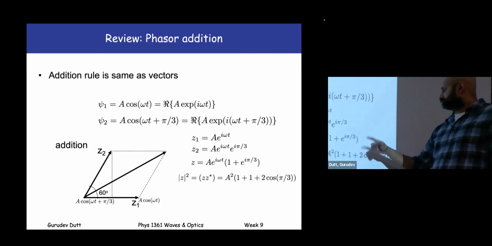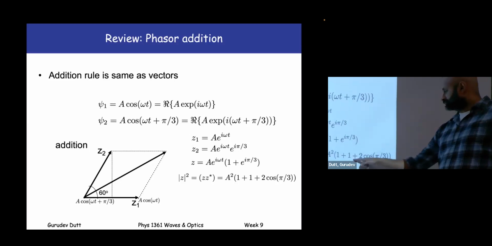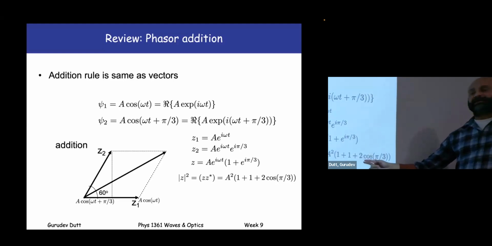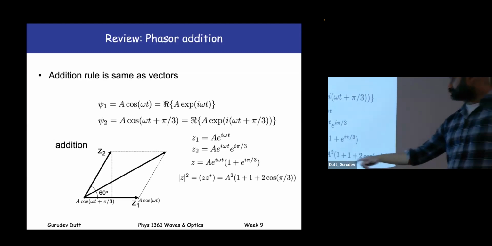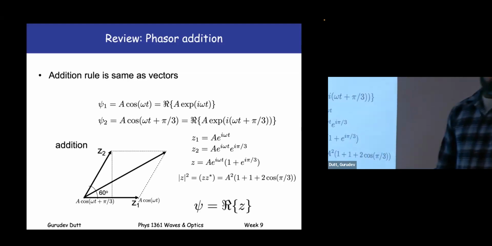There'll be 1 times 1, then e to the i pi over 3 times e to the minus i pi over 3, that'll give me 1. So that's 1 plus 1 here. And then there'll be a combination e to the i pi over 3 plus e to the minus i pi over 3, and that, by the earlier identities, is just 2 cosine pi over 3. So all of this added up together gives me the overall magnitude. That is the length of this phasor over here.